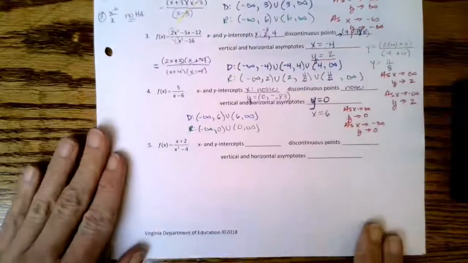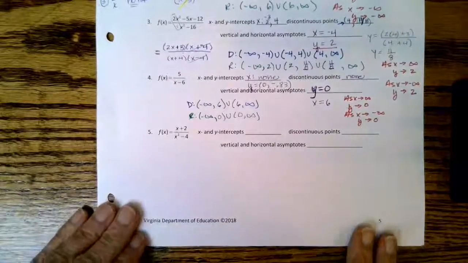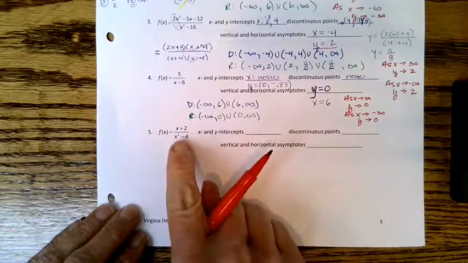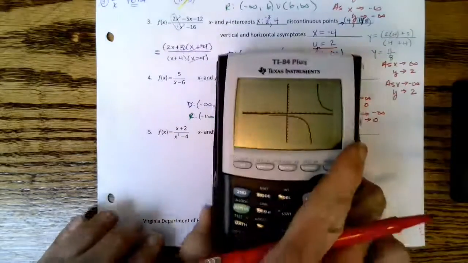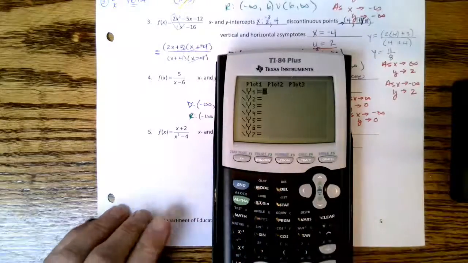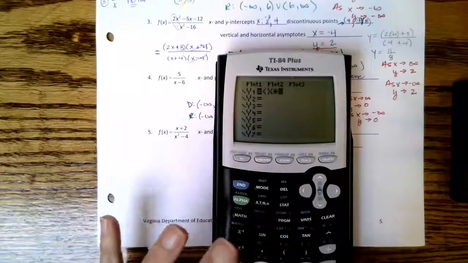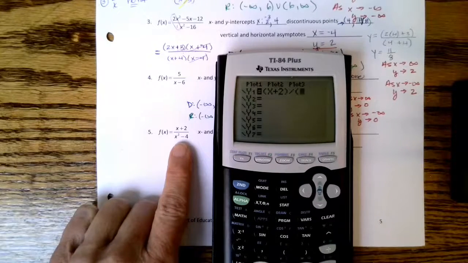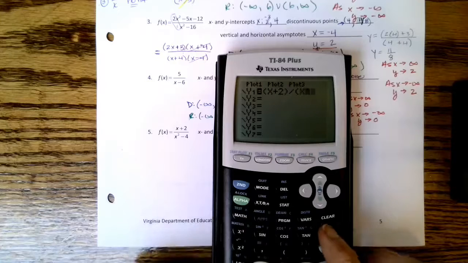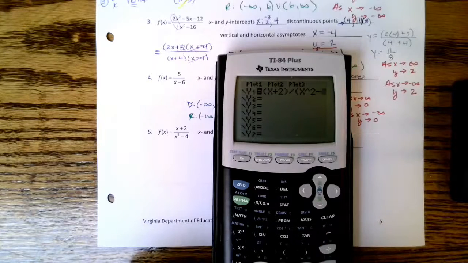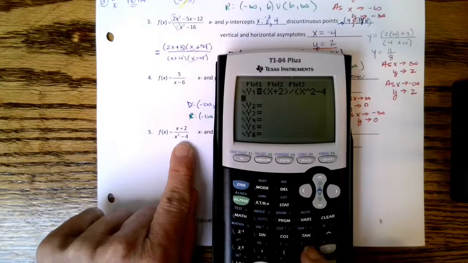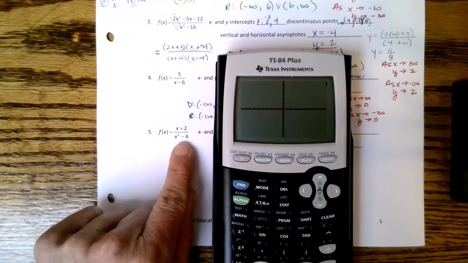Let's take a look at this last one for this video. We're going to take a look at x and y intercepts, and here's this rational function. Make sure that when you graph this rational function, you are wrapping these up in parentheses. x plus 2 divided by x squared minus 4. Now I already know that's a difference of two perfect squares, so I'm going to be factoring something out. Let's take a look at what happens to my numerator.